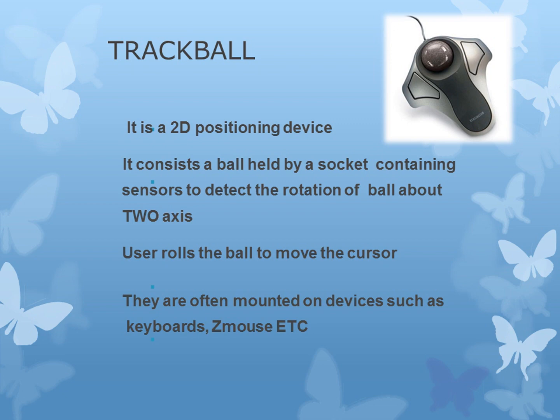Now I would like to move on to the trackball. It is a 2D positioning device. It consists of a ball held by a socket containing sensors to detect the rotation of the ball about 2 axes. The user rolls the ball to move the cursor. They are often mounted on devices such as keyboard and Z mouse.